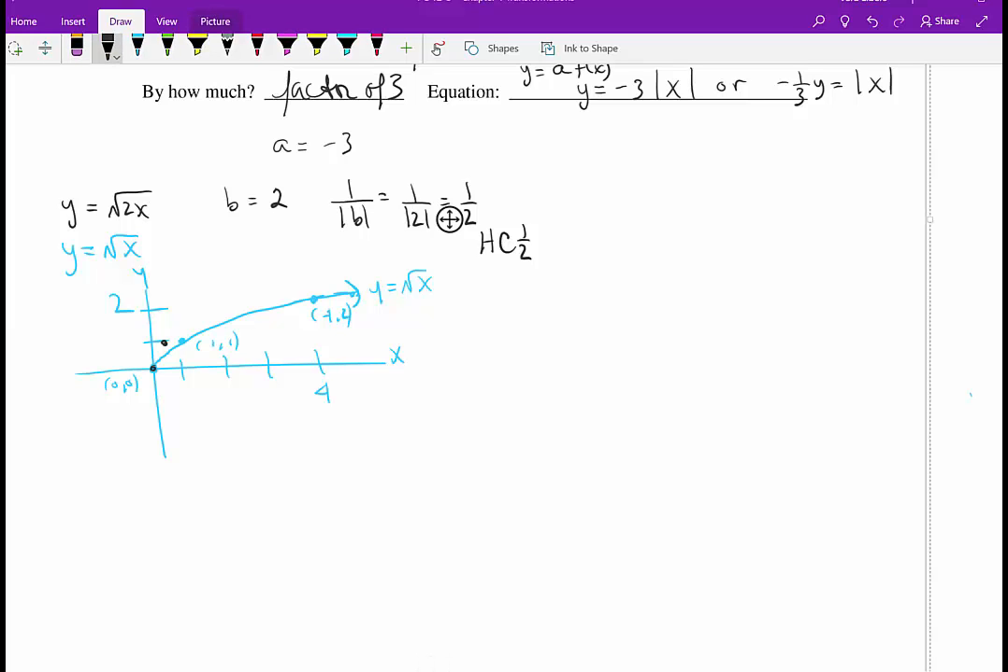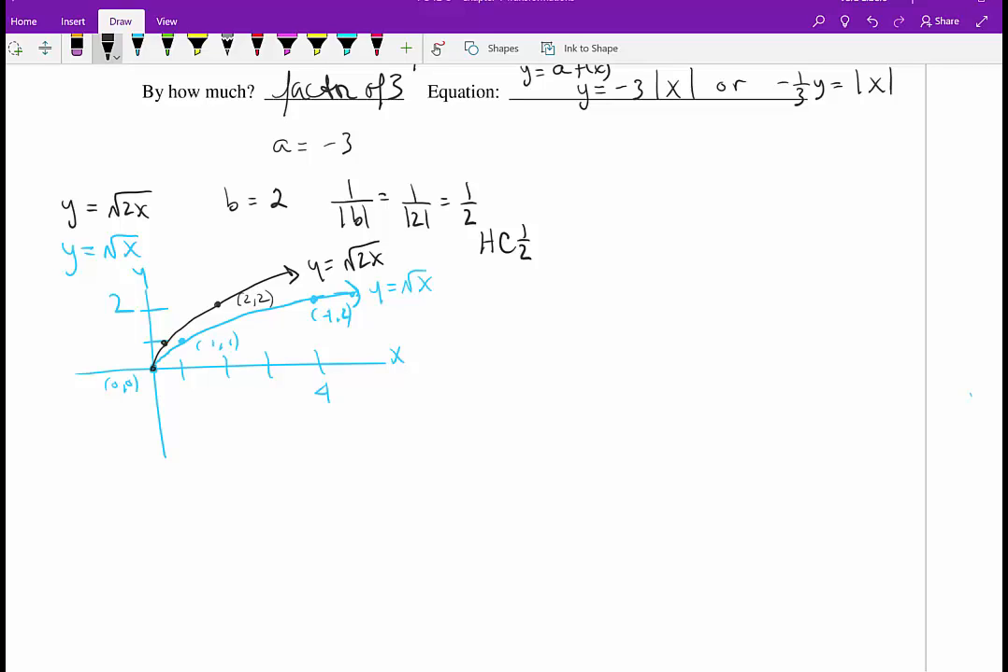And then my third point is 4, 2. Half of 4 is 2. So I shorten the distance from the y-axis to 2. And my new coordinate is 2 and 2. And there is my transformed graph. y equals the square root of 2x.